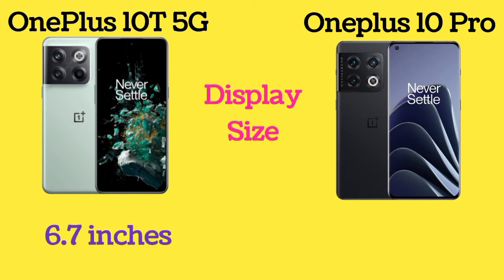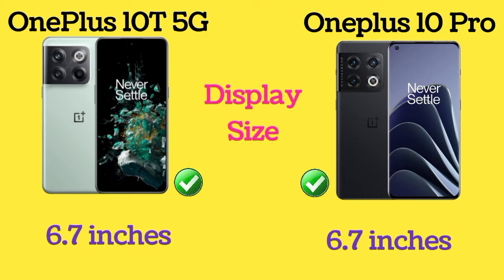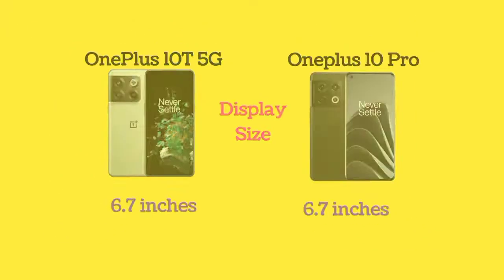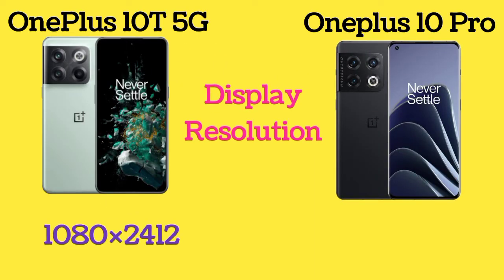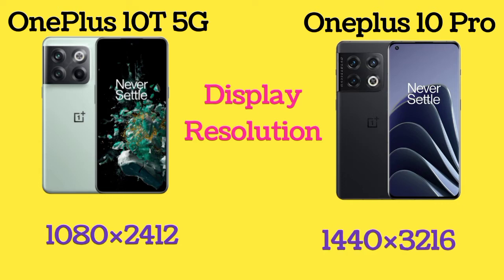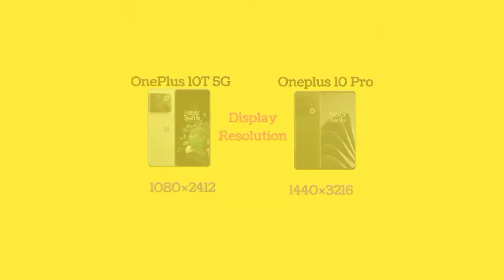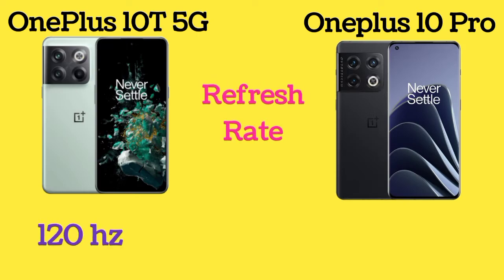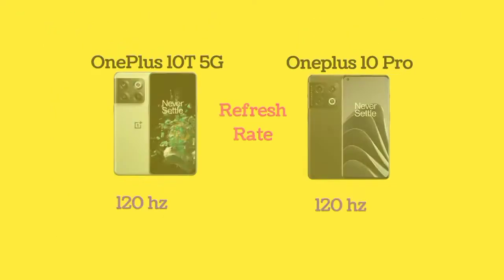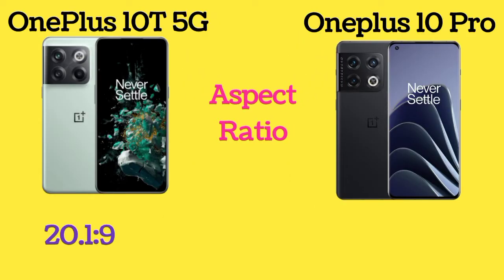OnePlus 10T and OnePlus 10 Pro both phones have same 6.7 inches display. Here is the display resolution of both OnePlus 10T and OnePlus 10 Pro. OnePlus 10T and OnePlus 10 Pro both phones have same 120Hz refresh rate. Aspect ratio of both OnePlus 10T and OnePlus 10 Pro is 20:9.